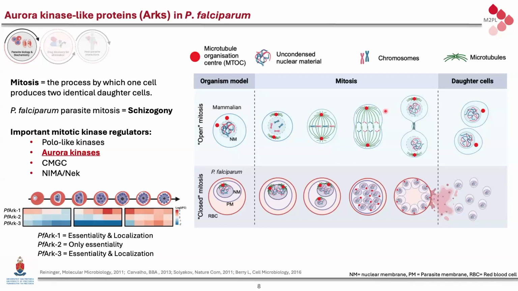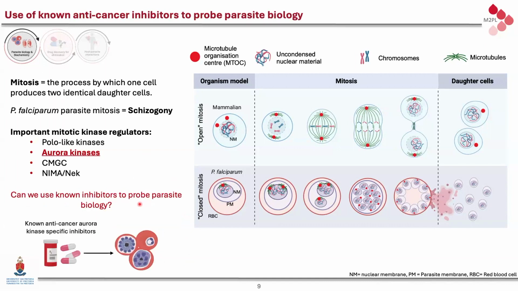The parasite also encodes three Aurora-like protein kinases that have been shown to be essential for this process in previous studies. However, their exact function during this schizogony is not really clear. So we then asked the question: could we use known anti-cancer compounds to chemically probe parasite biology to gain a better understanding of how the mitotic process within the parasite functions?